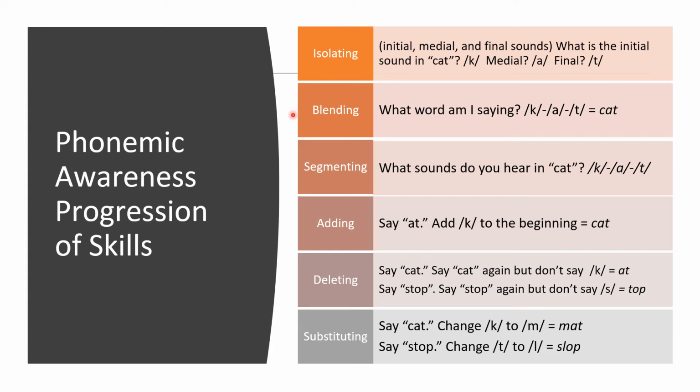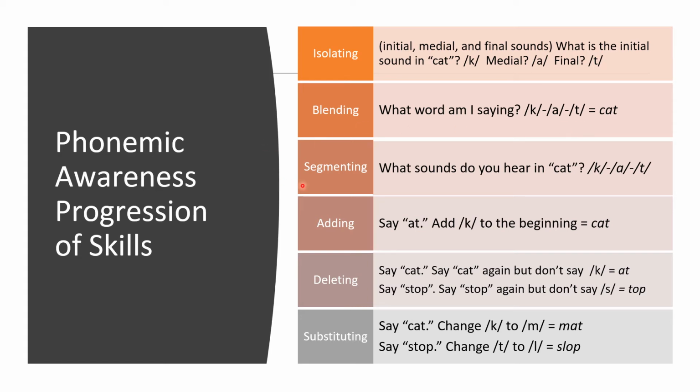Then we move on to blending phonemes. This is where you're going to give the students the individual phonemes, and then the student will blend it. So you might say to the student, what word am I saying? And then you pause between each phoneme, k, a, t, and then the student has to blend it together and tell you cat. So that's blending.